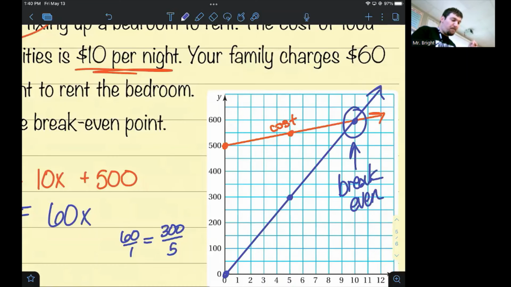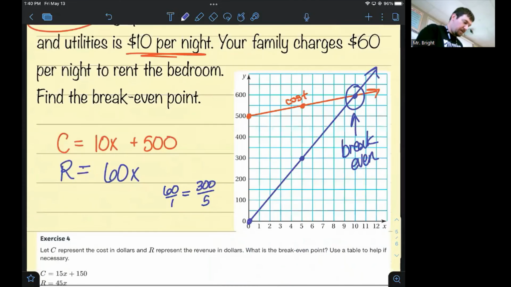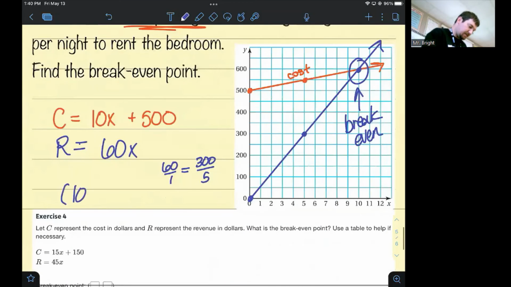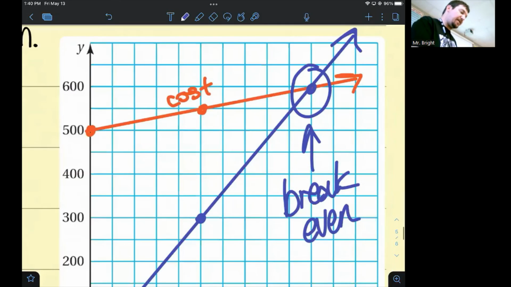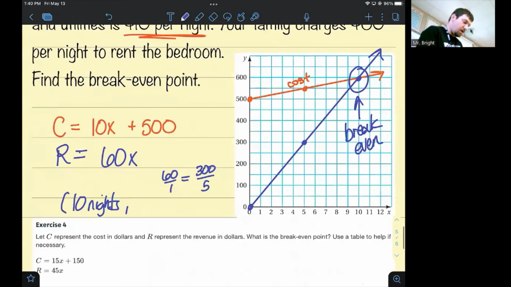revenue. So it won't be until the 11th night that I actually turn a profit. But the 11th night's not my answer. The break-even point is my 10th night. So after 10 nights, that's my X value. And how many dollars was that? What's my Y value right there? 600. 10 nights, $600. That's my break even.